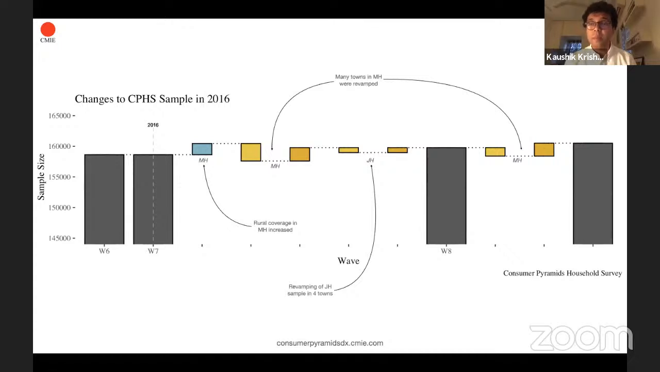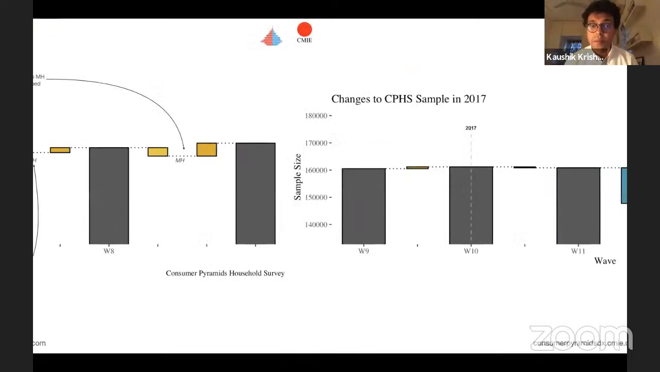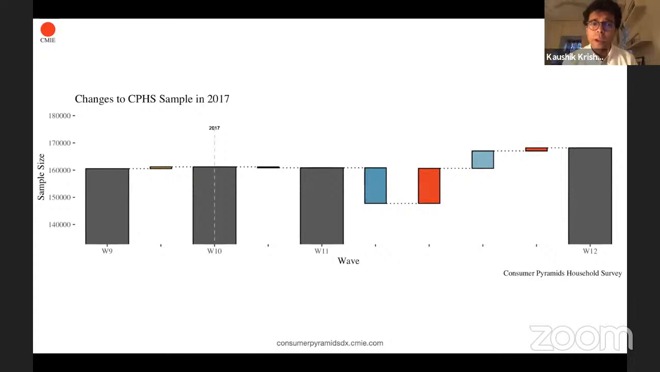There's a similar revamping that was done in Jharkhand, only for 4 towns. In those 4 towns, a quarter of the sample approximately for each of those towns needed to undergo a bit of a rejig. So this is what happened in 2016. Let's move to 2017. Between wave 9 and wave 10, there's a tiny change. That is the addition of 2 towns, Washim and Buldana, in the state of Maharashtra.